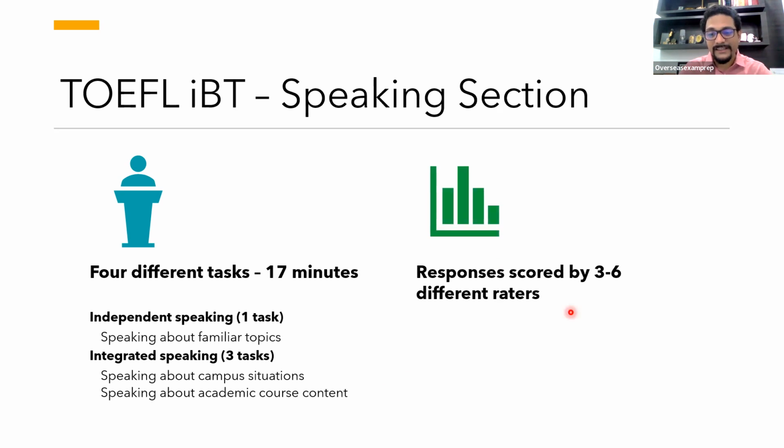Right? So these responses then are scored by 3 to 6 different people from all across the world. Your responses are basically captured in the central database of the ETS. And from that central database, they're sent to different evaluators around the world. And then they try and corroborate these scores, and then your final score is calculated.